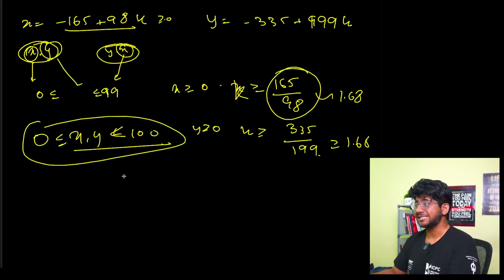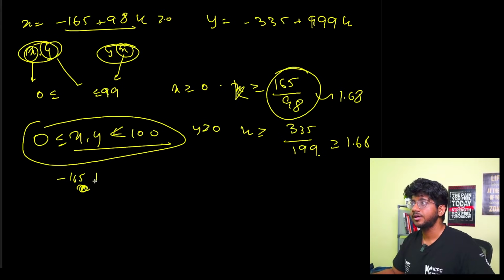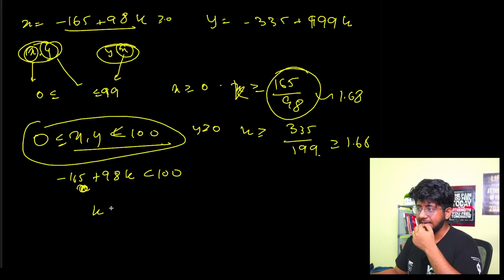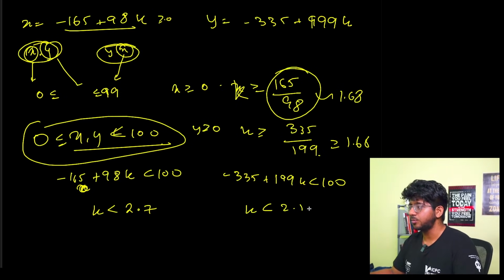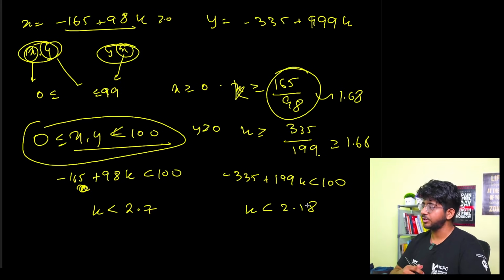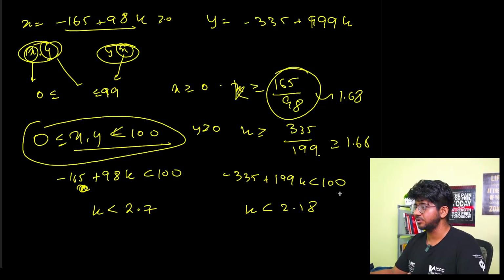Then you have equations like it's less than 100. So 1 minus 165 plus 98k is less than 100. So from over here, what you get is k is 265 by 98, so 2.7ish, right? 2.7. And then over here, minus 335 plus 199k is less than 100, strictly less than 100. So this will give you k is less than 2.18, I suppose, right? Just move it this side and do this.